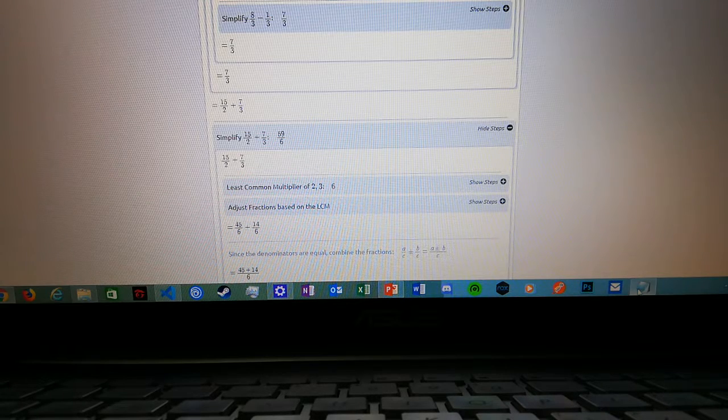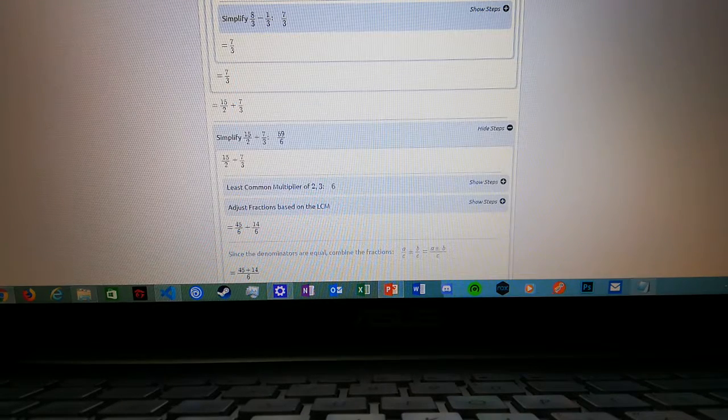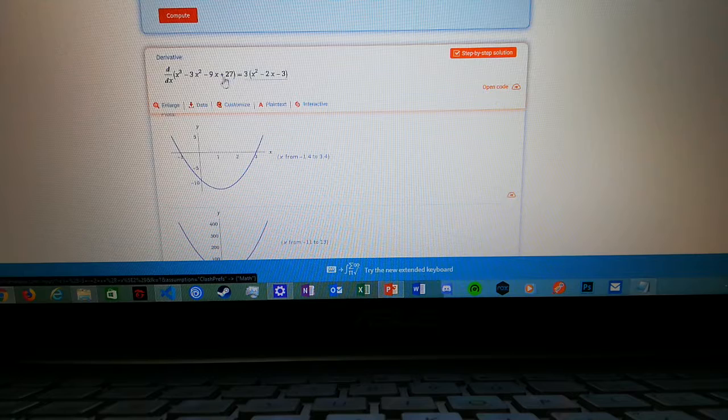So moving on to the differentiation, where you find the dy dx of x to the power of 3 minus 3x to the power of 2 minus 9x plus 27. So when differentiated, the power is reduced by 1, and the number without an x is automatically deleted. So the derivative reduces x to the power of 3 to 3x to the power of 2. As you can see here, it's factorized by 3.